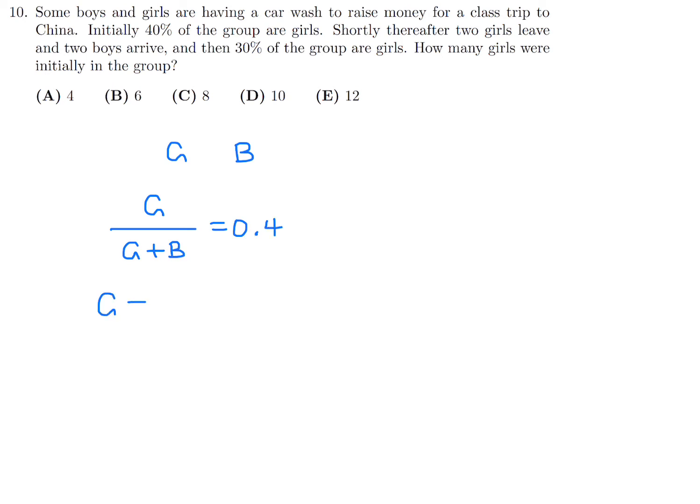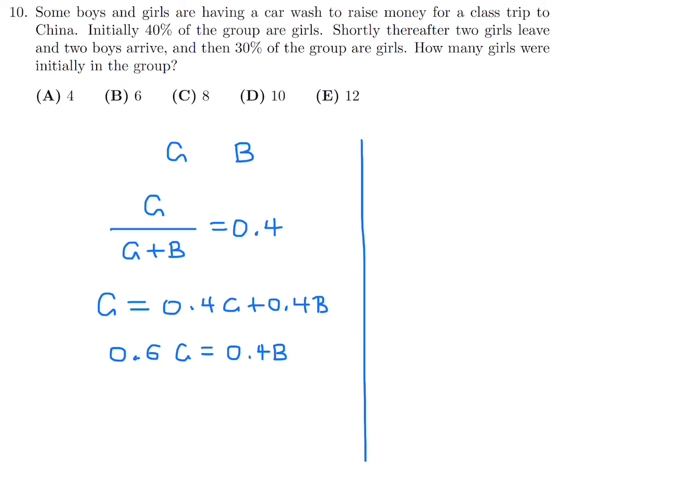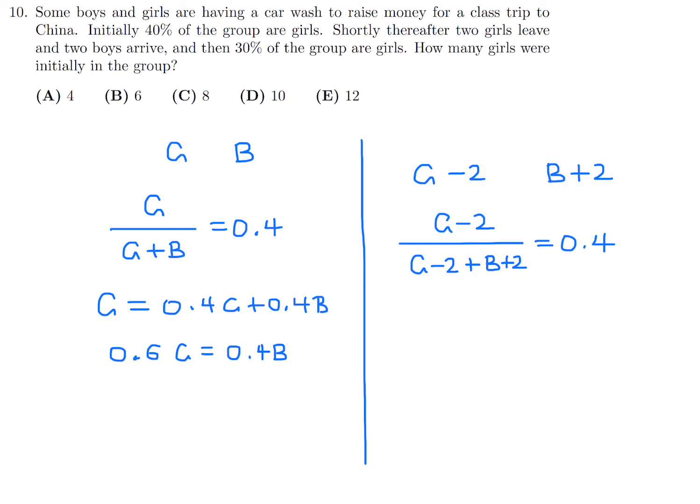So that's my equation. So I've got 0.4G plus 0.4B, and this gives me 0.6G is equal to 0.4B. And then the next condition involves the fact that 2 girls have left, but 2 boys have arrived. And this ratio is going to be G minus 2 over G minus 2 plus B plus 2. And that is 40%. Like that. Sorry, 30%.